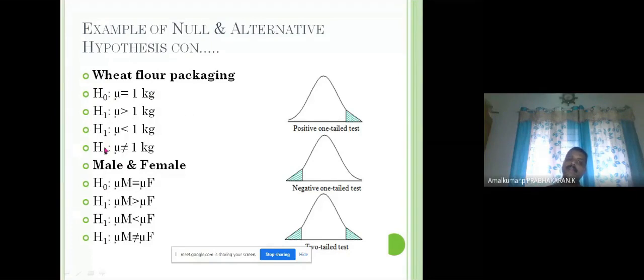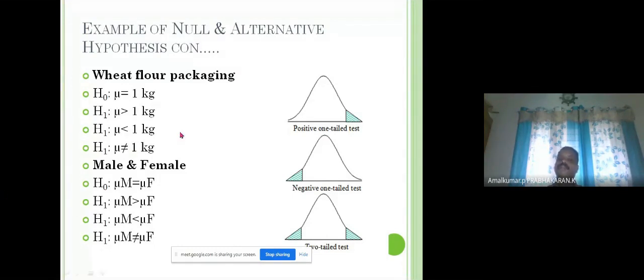Then finally, the manufacturer developed another hypothesis, and this is the last one he developed. That is, the mu is not equal to 1 kg. He never assumed it is less than 1 kg or greater than 1 kg. Whether it is less than 1 kg or more than 1 kg, the researcher gives no assumption, and he straight away assumed that the mu is not equal to 1 kg.